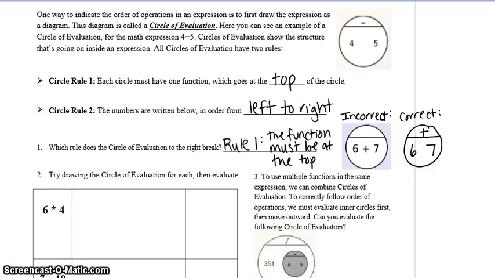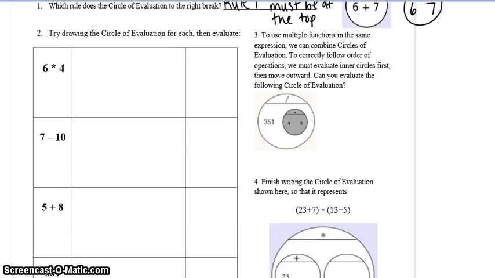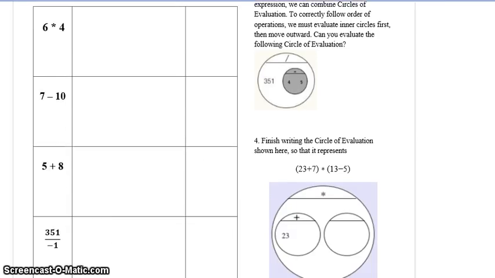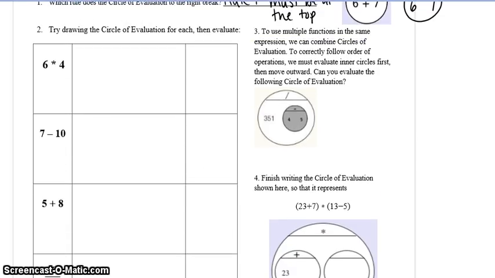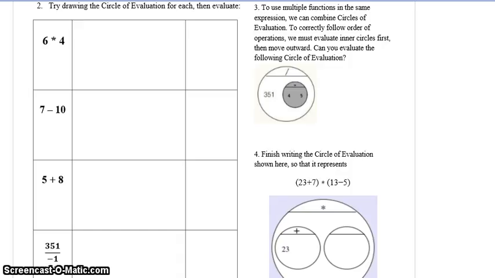So let's take a look at the table in the lower left-hand corner of this page, where you're asked to try drawing the circle of evaluation for each and then evaluate. So our first expression is 6 times 4. When I go to draw a circle of evaluation, I'm going to draw a circle, nice and large, don't squish it. I'm going to draw a horizontal line separating the top from the bottom. I need my operation or my function at the top. So in this case it's multiplication, so I'm using an asterisk.